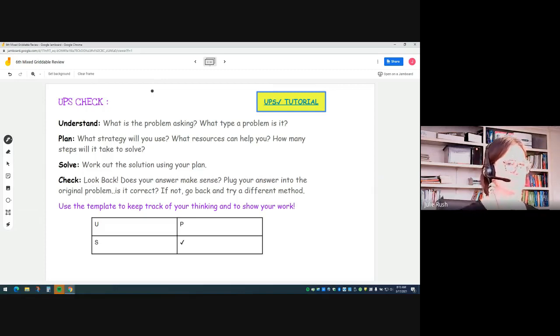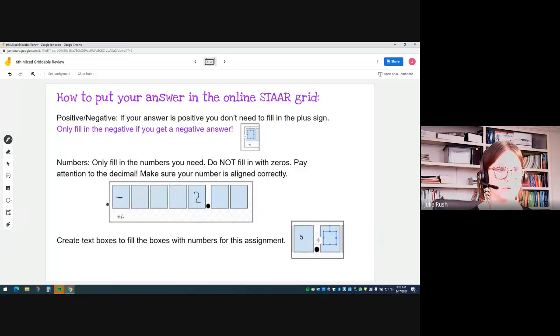And so maybe you misunderstood the problem, something like that. Or it might be something really simple, like you made a calculation mistake, you didn't regroup properly, or something along those lines. Okay, so you'll see me using that method in a very condensed short form, and then we will be gridding our answers in our new online griddable format.